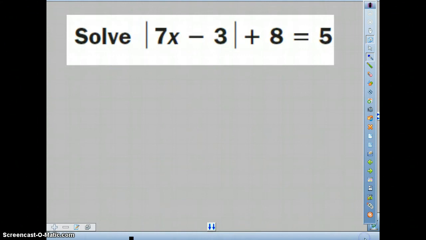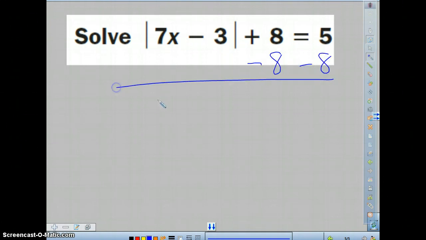All right, very good. Let's solve this one right here. This is going to be the other thing that you're going to run into. I'm going to go ahead and work this out, and I want you to think about what the problem is here. All right, so let's see. We have the absolute value of 7x minus 3, and that's going to equal a -3.